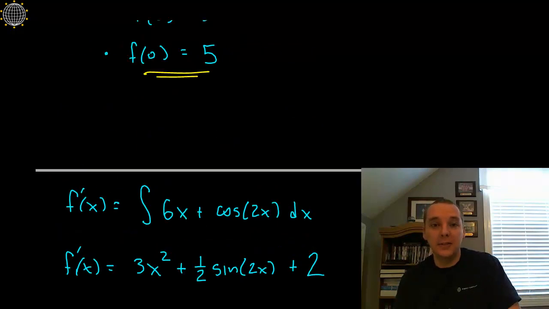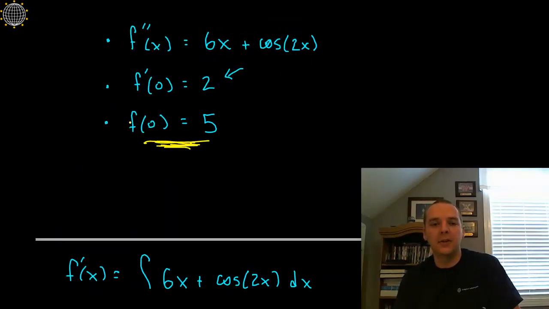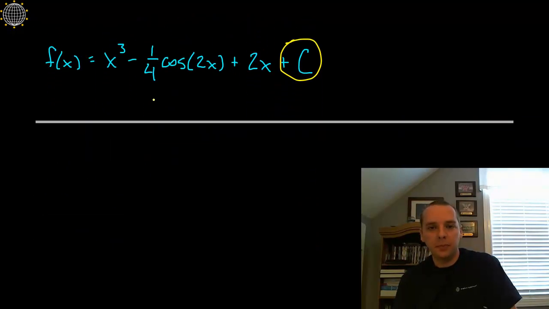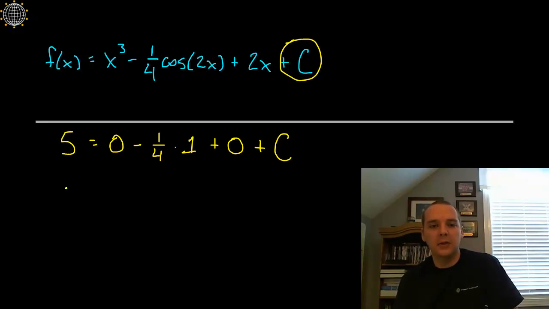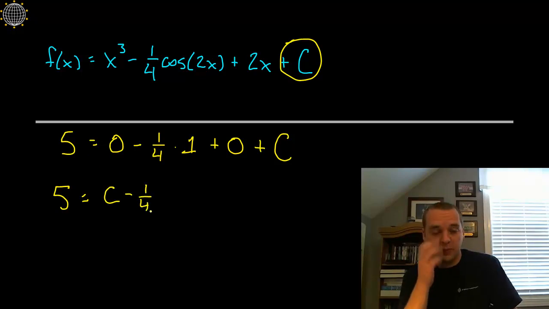But I can determine the specific plus C based off of this initial condition here, f of 0 needing to be 5. So what we can do is take this function and say that when x is 0, we have 0 minus 1/4 times cosine of 0, which is 1, plus 2 times 0 is 0, plus capital C. We're saying that this needs to be the number 5. So 5 equals C minus 1/4.